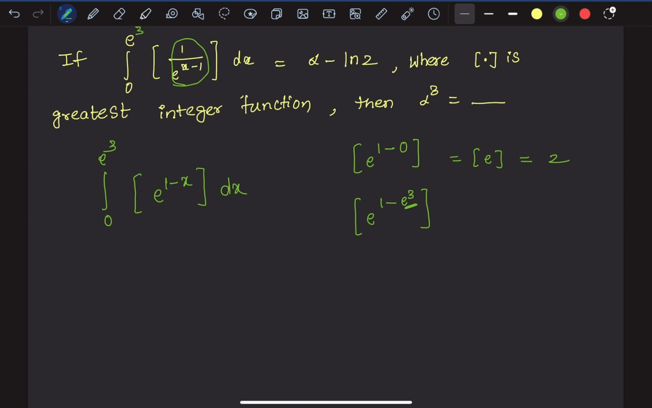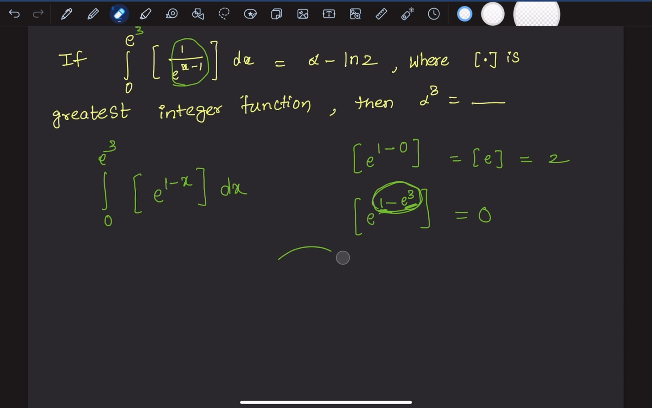So e cube is greater than 1, so this quantity 1 minus e cube is negative. So e to the power some negative quantity. E to the power 0 is 1, so e to the power some negative quantity will be less than 1. So the greatest integer part will be 0.